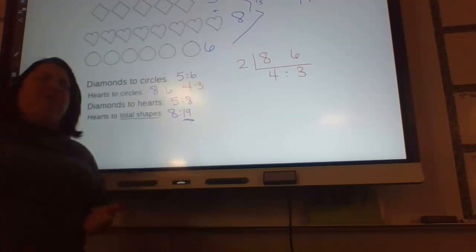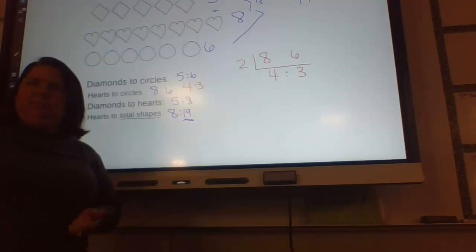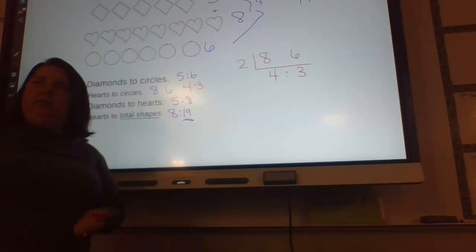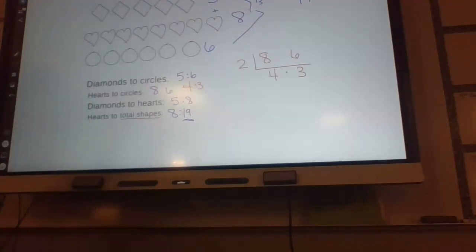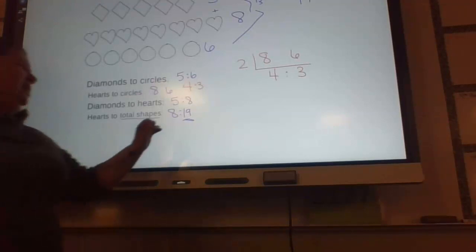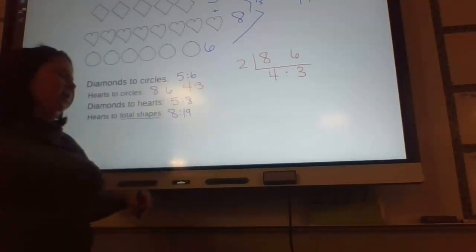Does anybody know what a prime number means? It's a number that stands by itself. Yeah, it's a number that I can only divide by 1 and by itself. So if I have a prime number in there, I can't take it any further. So 8 to 19 is as far as we can go.